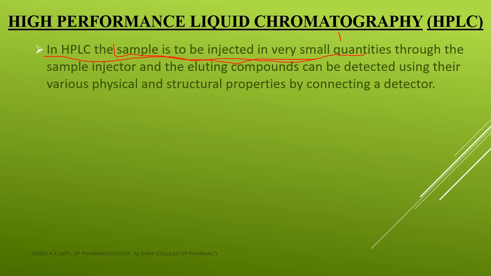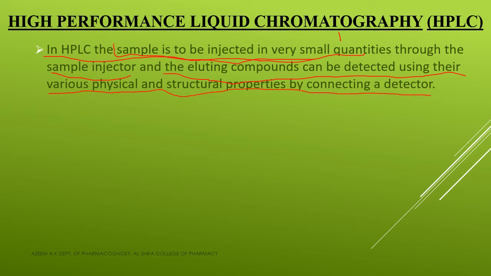So in HPLC the sample is to be injected in very small quantities through the sample injector. So in the instrument one sample injector is there, and through this sample injector the sample should be injected in very small quantities. Okay, and after eluting, the compounds can be detected using their various physical as well as structural properties by connecting a detector.